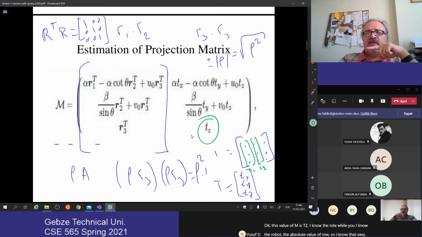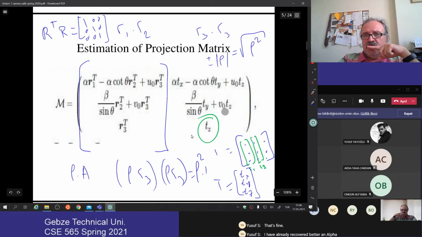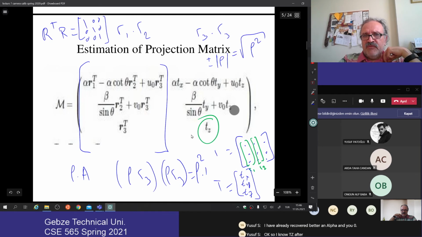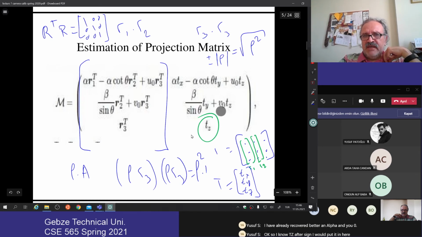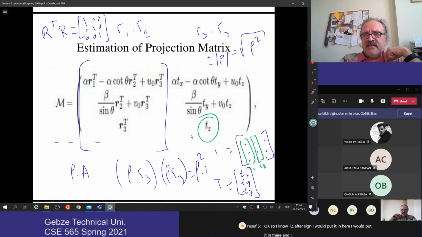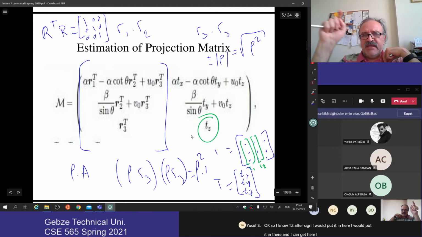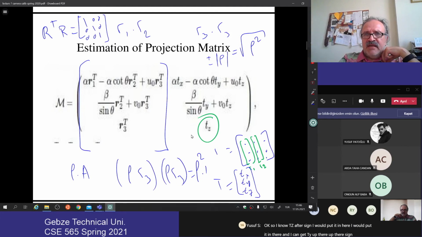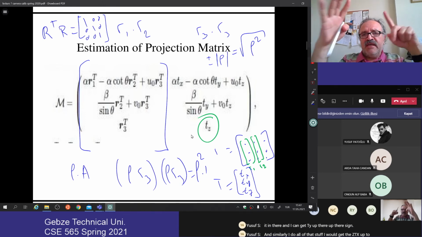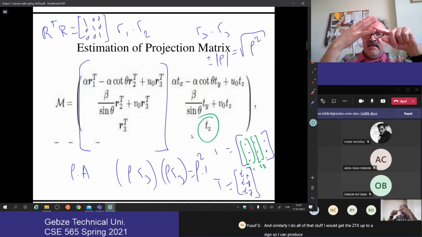I have already recovered beta and alpha and u0. Okay. So I know tz up to a sine. I would put it in here, I would put it in there, and I can get ty up to a sine. And similarly, I do all of that stuff. I would get tx up to a sine. So I can produce tz, tx, and ty up to a sine.